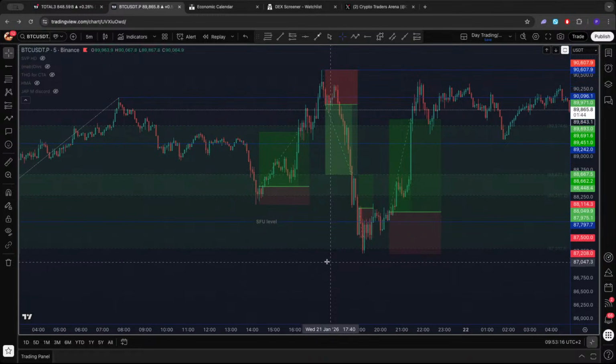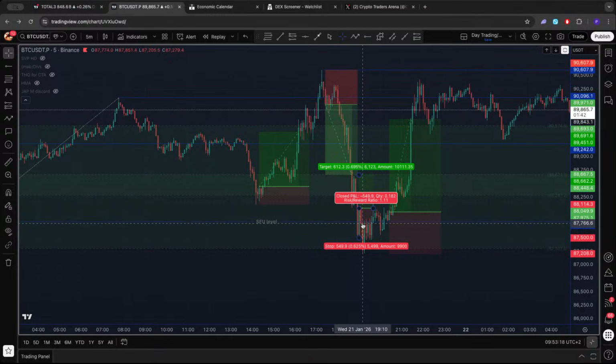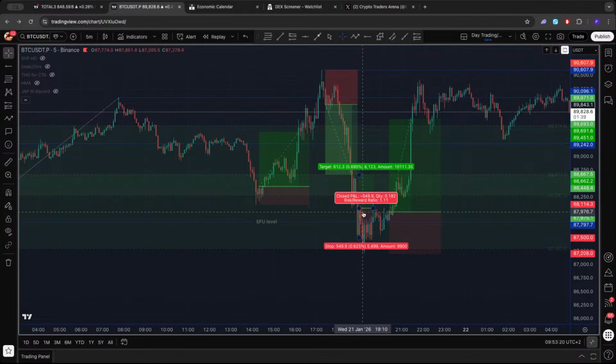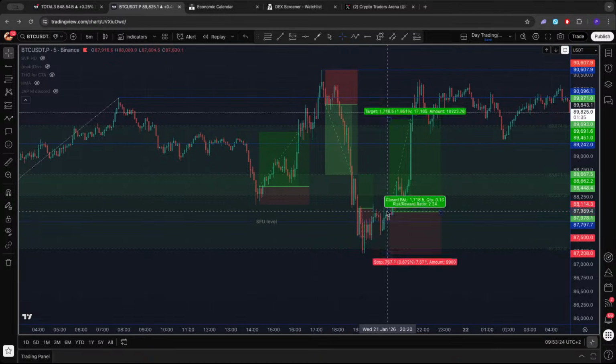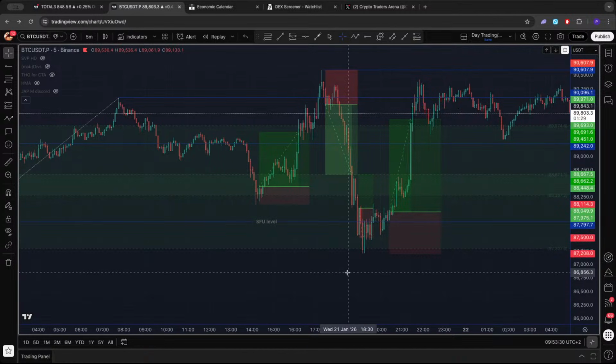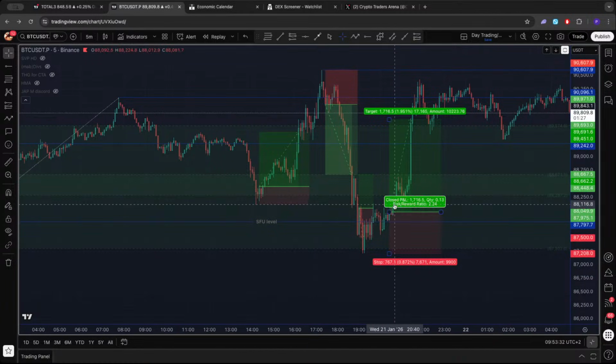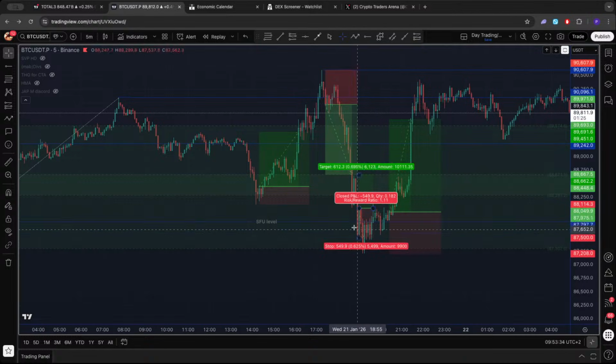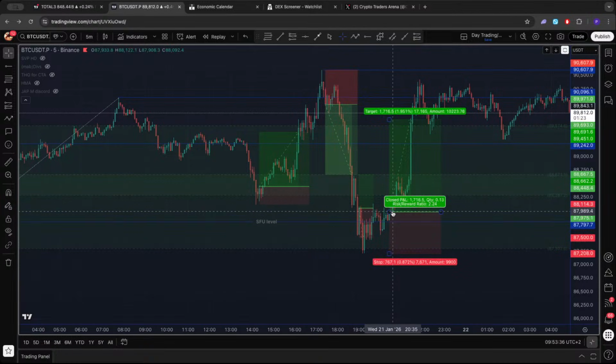Then I attempted the long here at the SFU. Risky. I took it, and then I took a break. But before I took that break, I said, if you want to hunt a long idea, because a long idea should be okay. When I come back from my break, I saw this W pattern here above the SFU level, and I took the trade. Posted again on VIP and Premium.